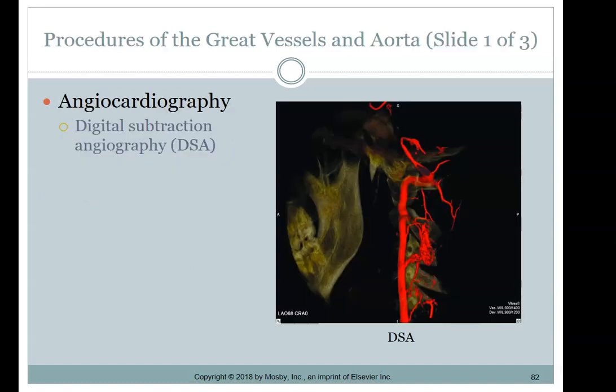Procedures of the great vessels and aorta. An angiocardiography is the injection of a radiopaque substance during cardiac catheterization for the purpose of imaging the heart and related structures. A digital subtraction angiography is the digital imaging process wherein contrast images are used to subtract the non-contrast image of surrounding structures, leaving only a clear image of the blood vessels.